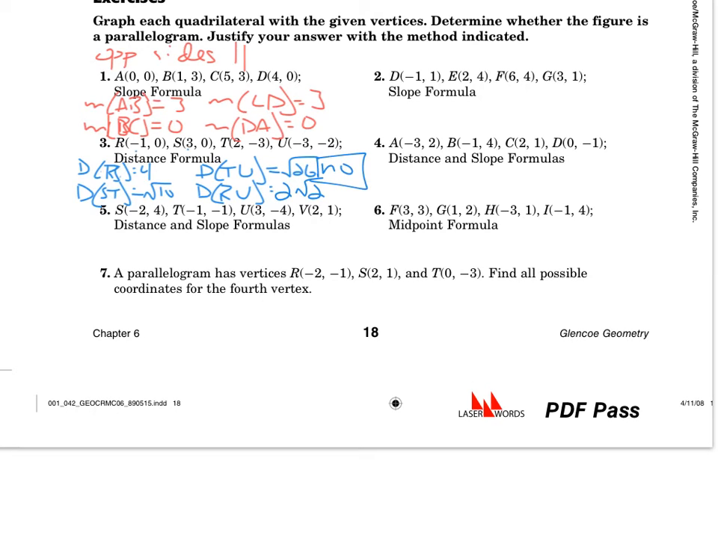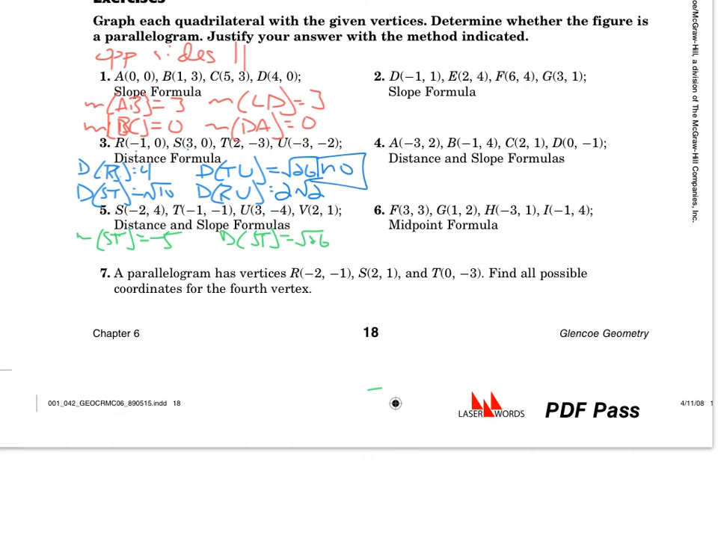So, I'm going to find both the slope and the distance of ST. Slope of ST is going to be 4 plus 1 is 5, negative 2 plus 1 is negative 1, so it's going to be negative 5. Right, the distance from S to T. We're going to have the distance from negative 2 to negative 1 is 1, 4 to negative 1 is 5, so it's going to be root 26.